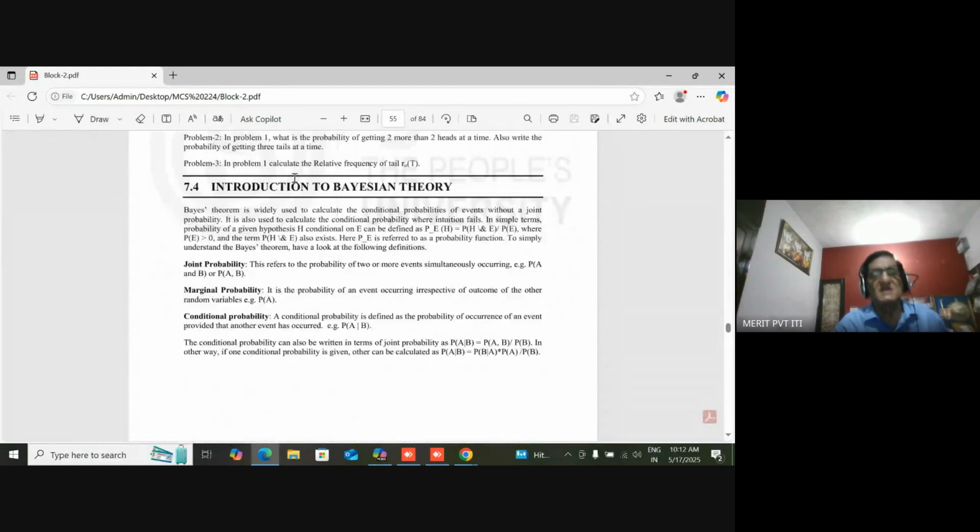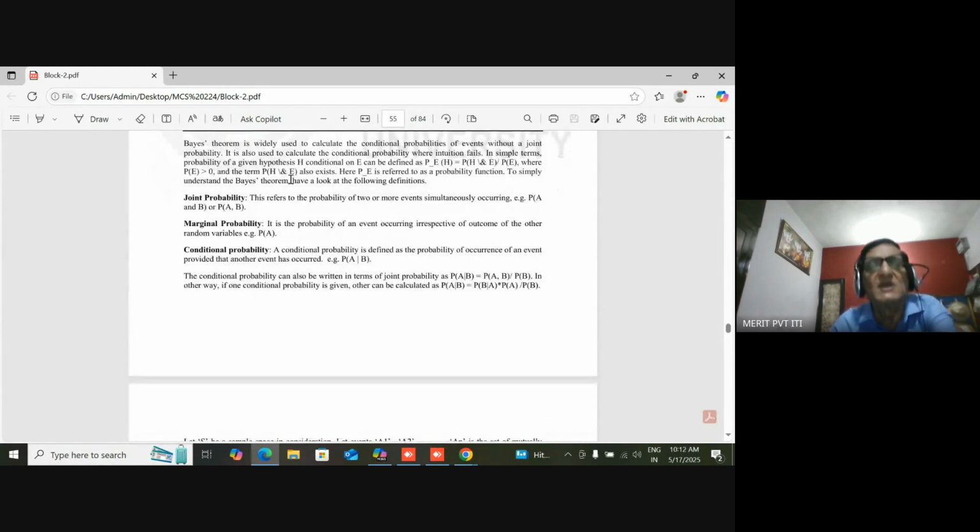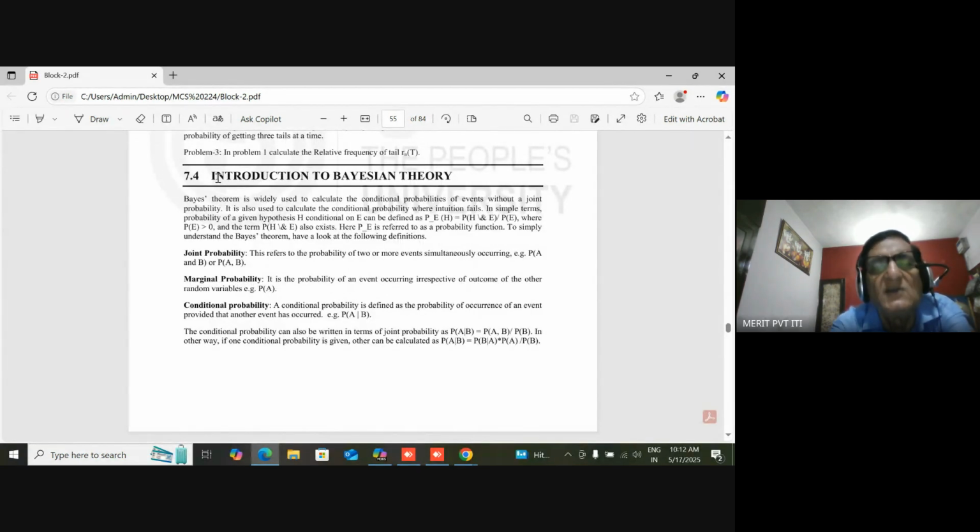So this is important: Bayes theorem. Bayes theorem is a basic theorem widely used to calculate the conditional probability of an event without a joint probability. It is also used to calculate the conditional probability where intuition fails. In simple terms, the probability of a given hypothesis H conditional on E can be defined as P(H|E) is equal to P(H and E) upon P(E), where P(E) is greater than 0, and the term P(H and E) also exists.